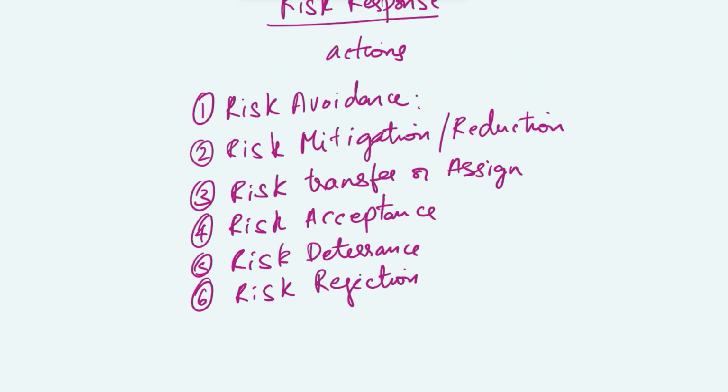The last type of response is risk rejection. This is an unsuitable and unacceptable approach to dealing with risks. It involves denying the existence of risks and adopting a passive attitude, hoping that the risks will never materialize. However, such a response is not valid or prudent when it comes to risk management and due care. Ignoring risks and refusing to address them can leave an organization vulnerable to potential harm and negative consequences. Effective risk management requires acknowledging risks and taking appropriate actions to mitigate, transfer, or address them responsibly. So, these are the different types of risk responses.